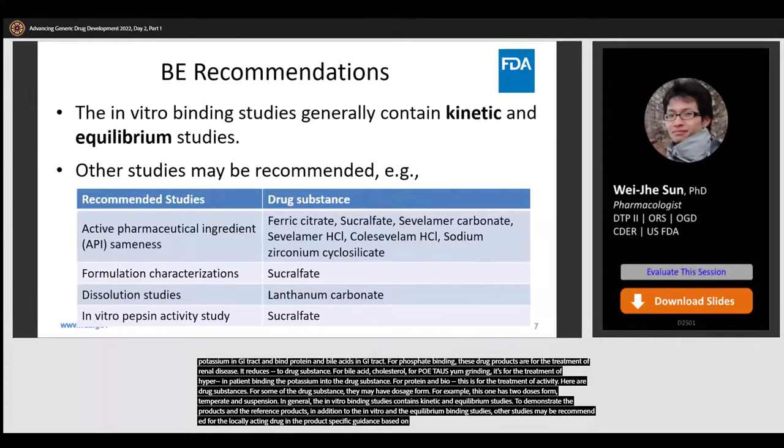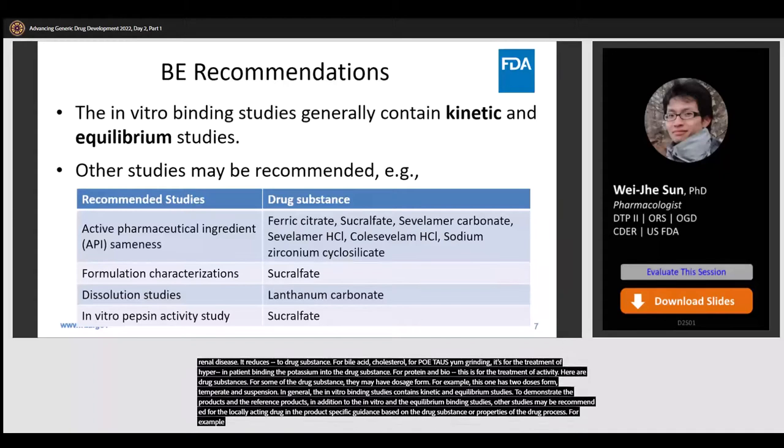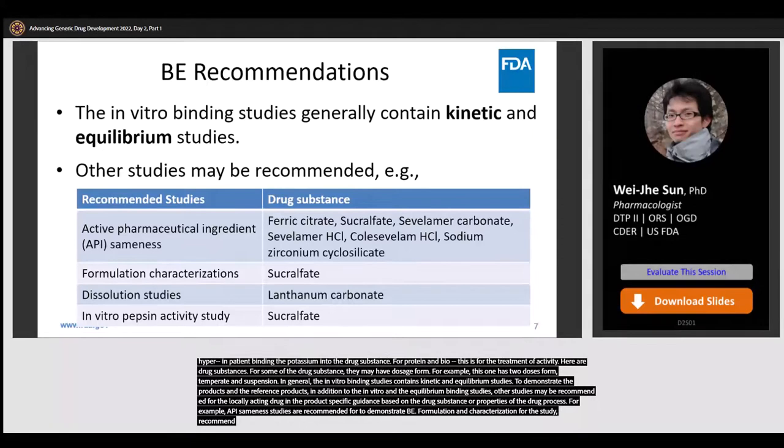For example, API Sameness studies are recommended for several drug products to demonstrate BE. Formulation characterization and the in vitro pathogen activity study are recommended for sucralfate tablet and suspension. The comparative dissolution study is recommended for lanthanum carbonate chewable tablet. This talk focuses on in vitro kinetic binding study and the in vitro equilibrium binding study. Other studies will be covered by other presentations.